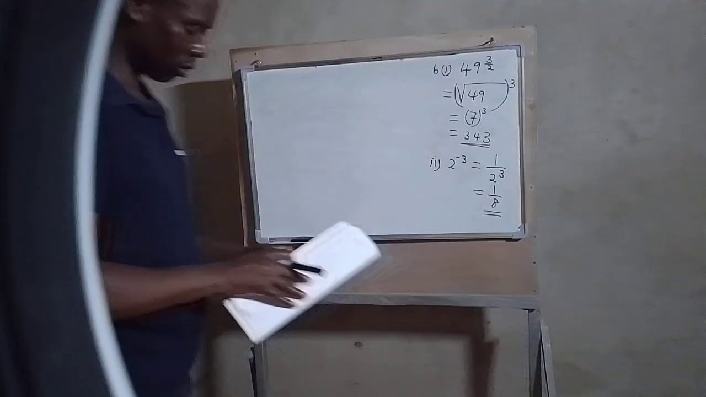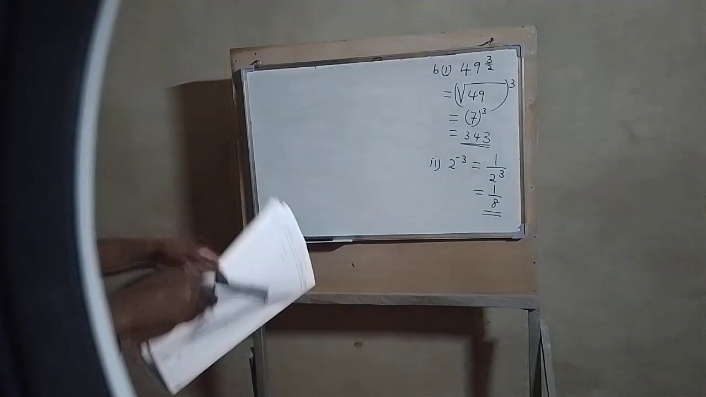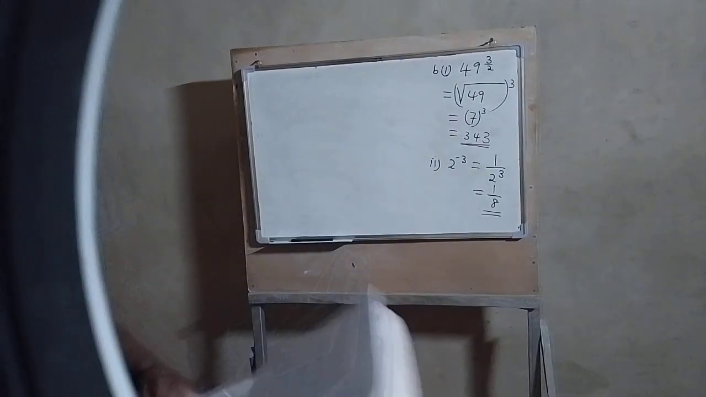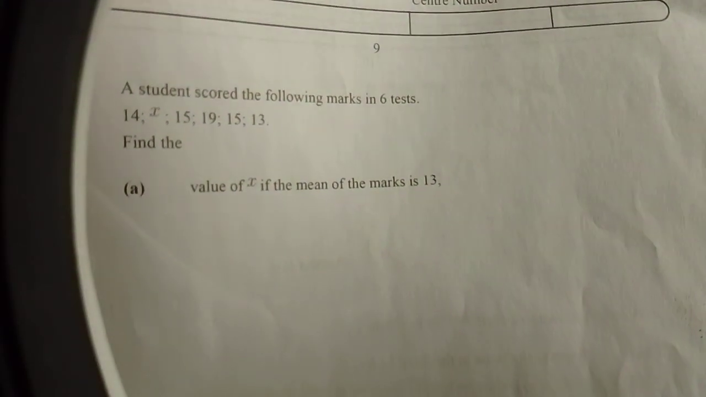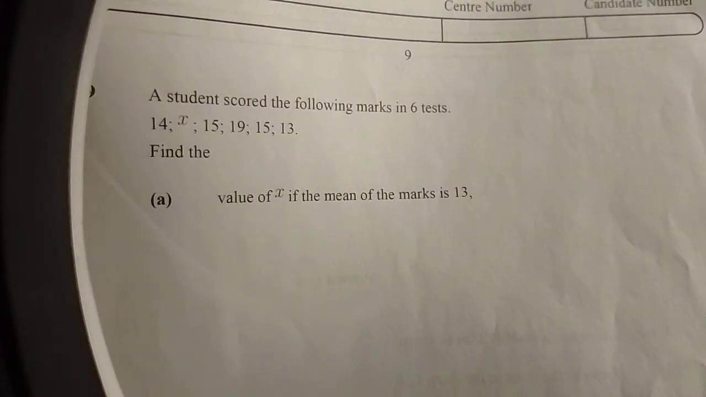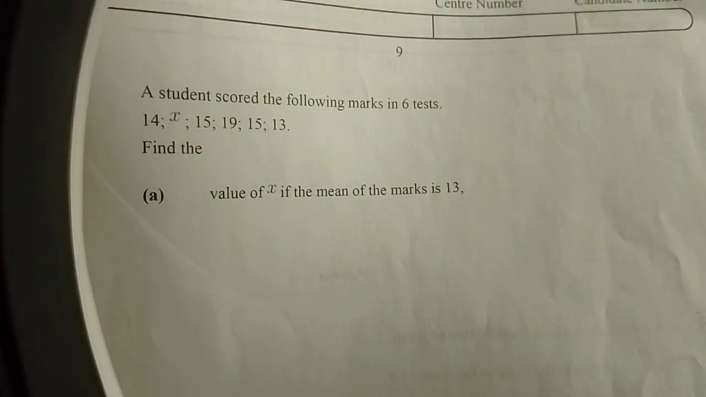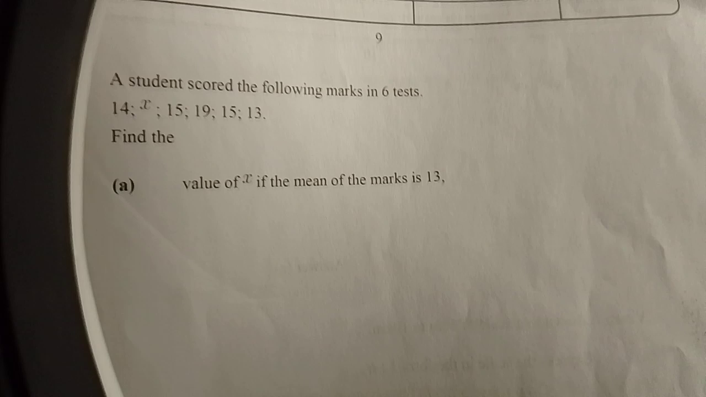Then I also want to look at this question on statistics. A student scored the following marks in 6 tests: 14, x, 15, 9, 15, 13. Find the value of x if the mean of the marks is 13. The mean, that's average. So the average is 13 of those 6 numbers.